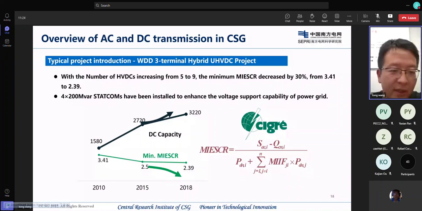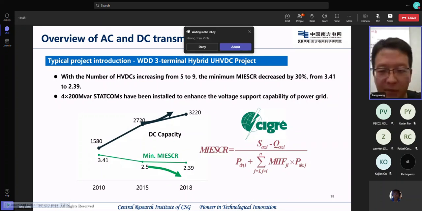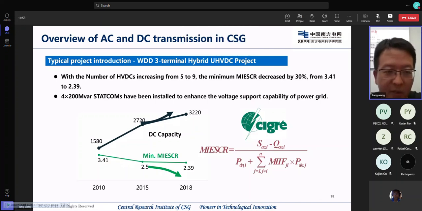But right now, if we jump to 2018, we found that the minimum MIESCR will continue to drop. So right now it's really dangerous for us to have the tenth inverter use LCC, because the system strength is really low, so we cannot use it anymore.